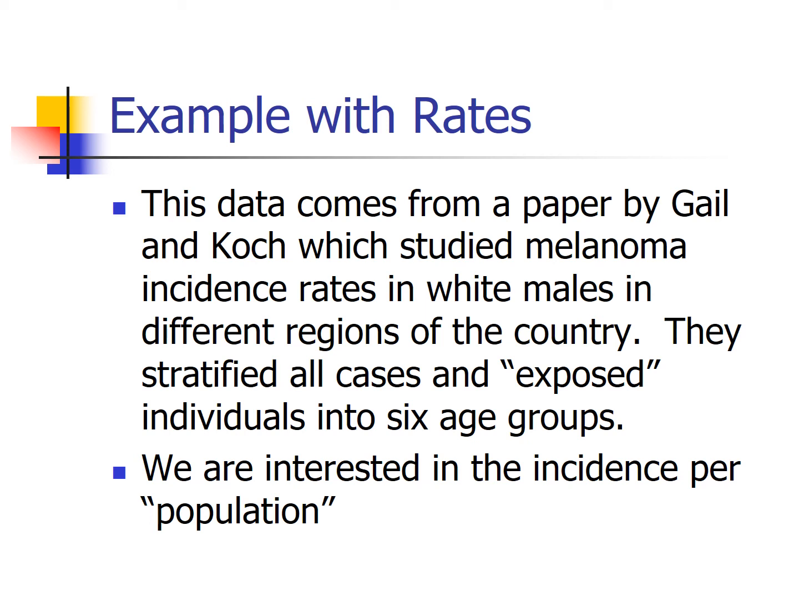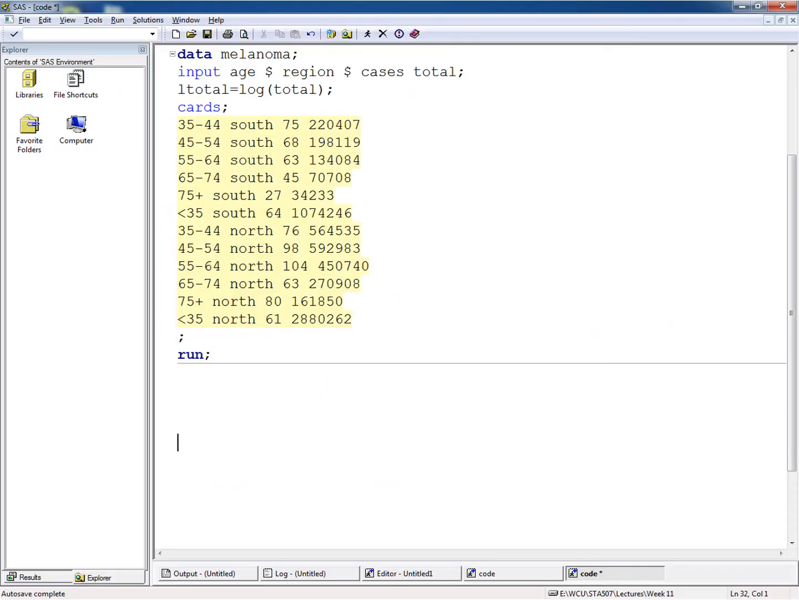In particular, the study looked at white males in different regions of the country. The different regions are just north and south. And they looked at six different age groups. They were interested in the incidence per population. So a certain number had it out of a certain number that were looked at. This number that were looked at is the population. So there's our data set if you want to play around with it.